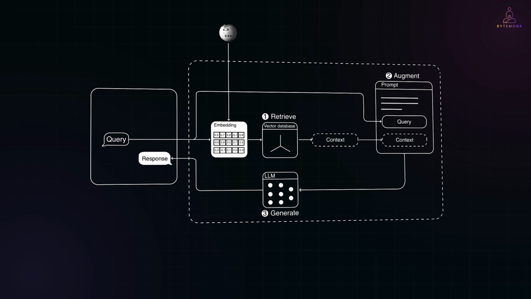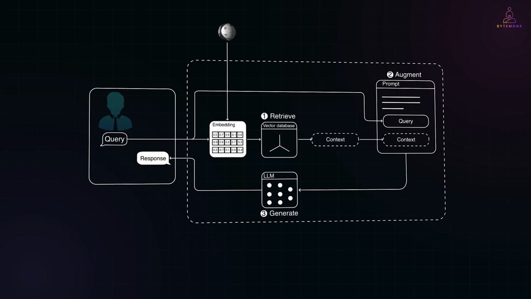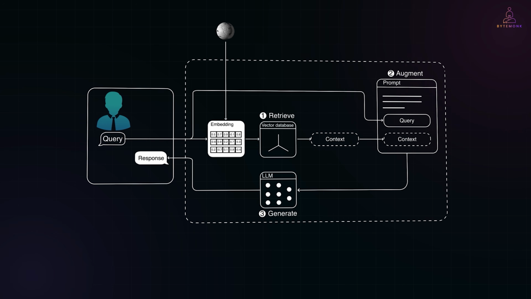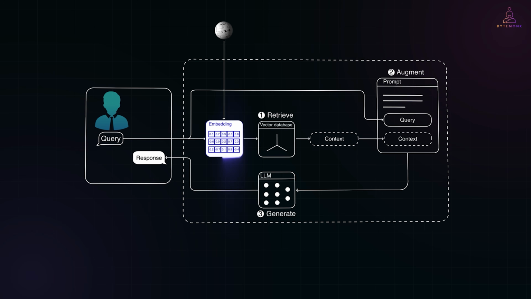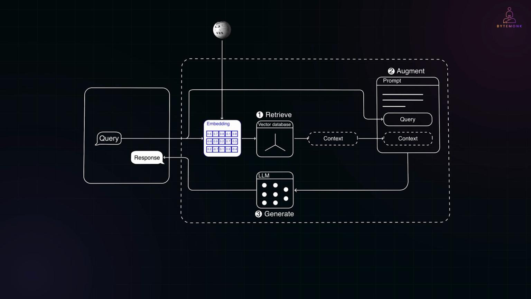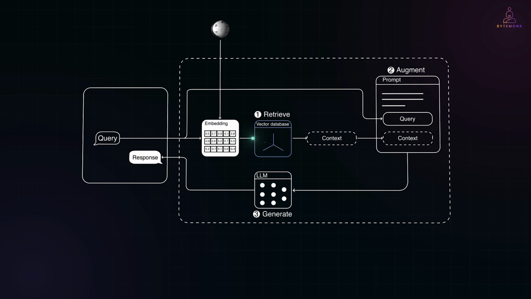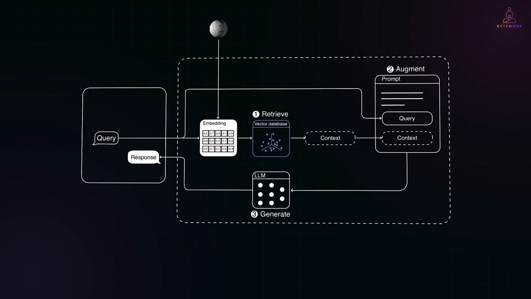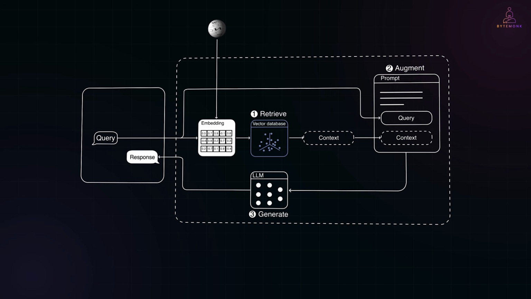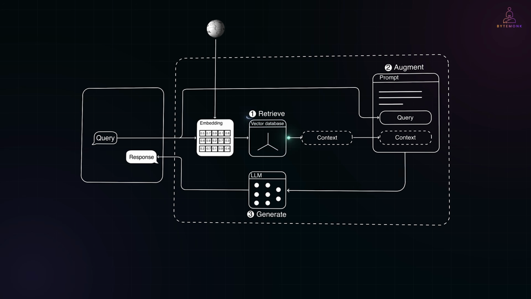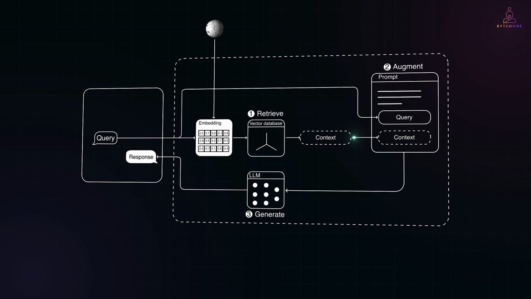Let me quickly walk you through how basic RAG works. A user sends a query. That query gets converted into an embedding, which is just a numerical representation of the text. You then search your vector database for chunks that are similar to this embedding. That's step 1, retrieve. The chunks you get back become your context.